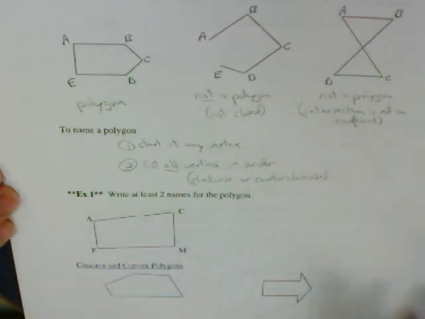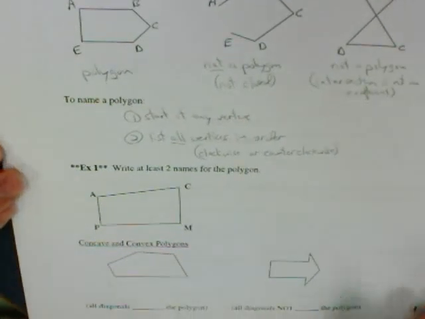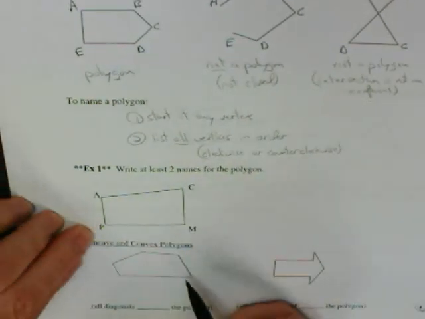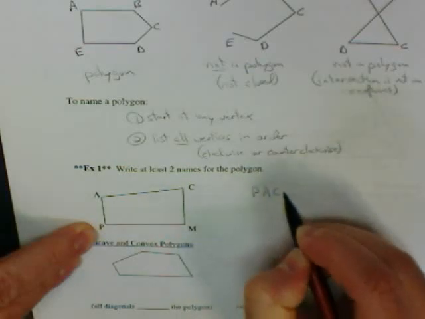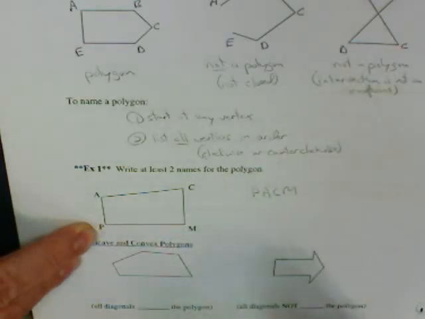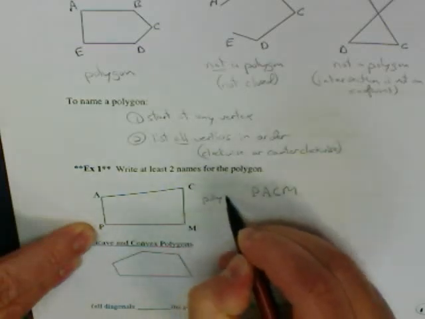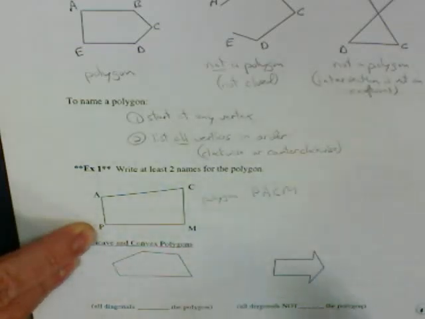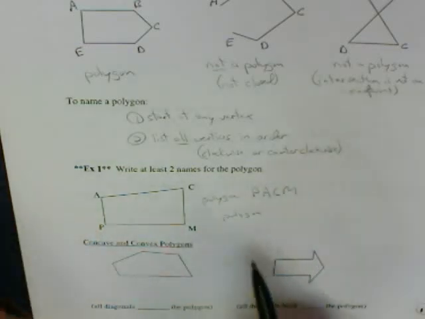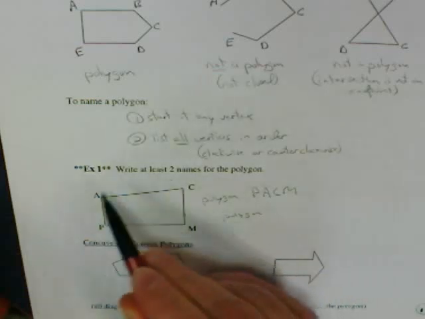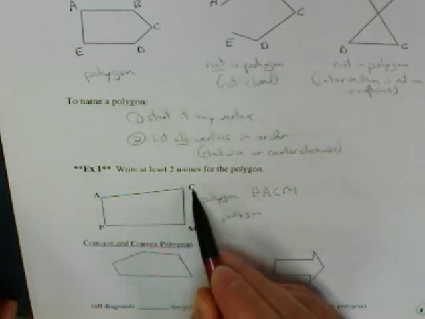So example 1 says list these two names for this polygon. There's a bunch that are possible here. Let's say you wanted to start at the letter P. You can say PACM. Let's call it a polygon. Polygon PACM. And for the second one, let's say for the second one you want to start it at M, and you wanted to go the other way around, so call it MCAP.